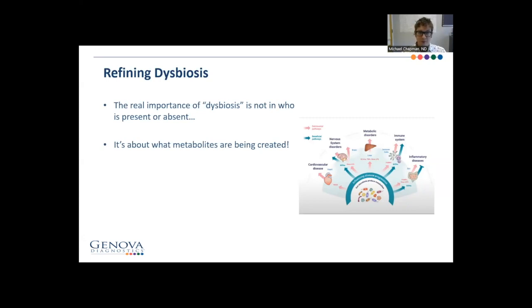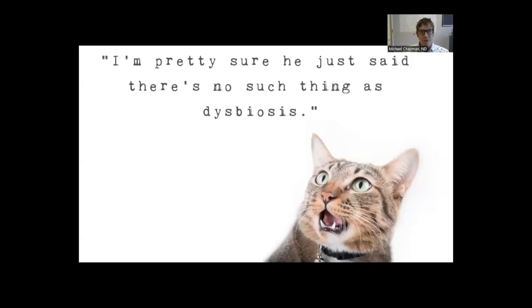This is what leads to motility issues, and this is what leads to IBS complaints and even other inflammatory conditions. So to me, it almost begs the question of, is dysbiosis a real thing that we should be talking about or thinking about? Or should we just cut out the middleman and think, what's actually being produced? That's really the clinically important question.